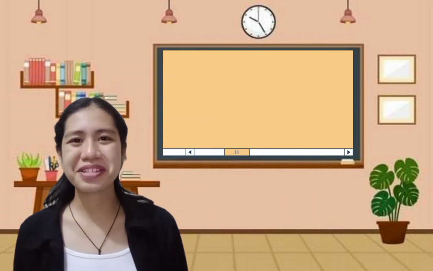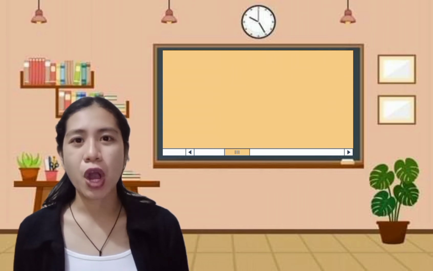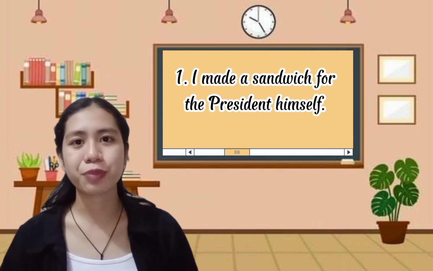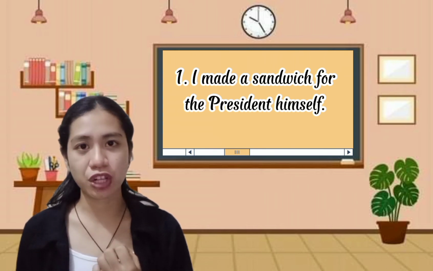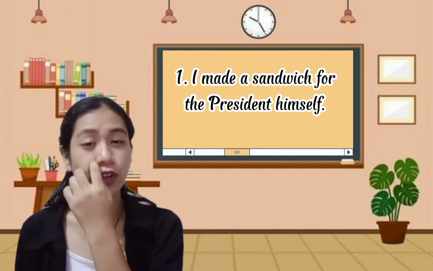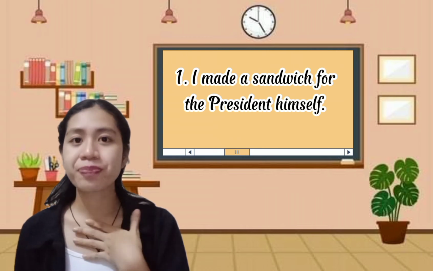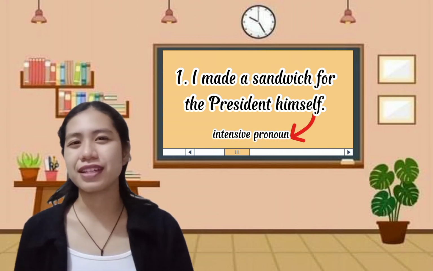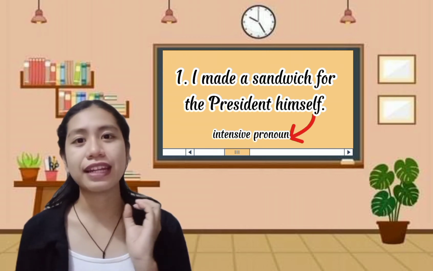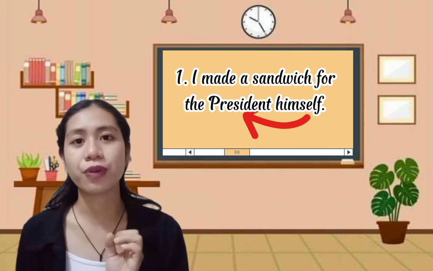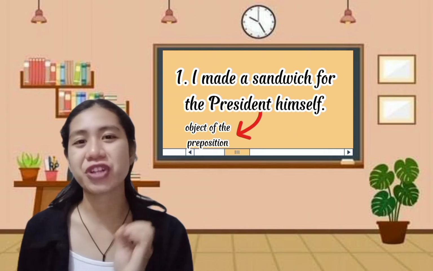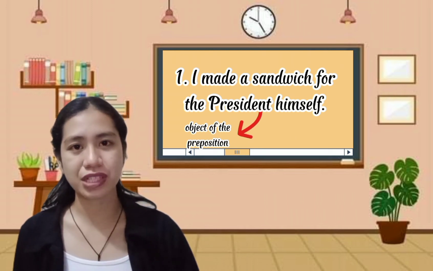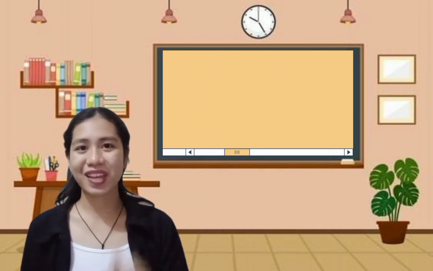I have here two examples of intensive pronoun, wherein the first example is: I made a sandwich for the president himself. Okay? The intensive pronoun there is the word himself, wherein it emphasizes the word president, wherein president there serves as an object of the preposition. Now, do you get it, class?